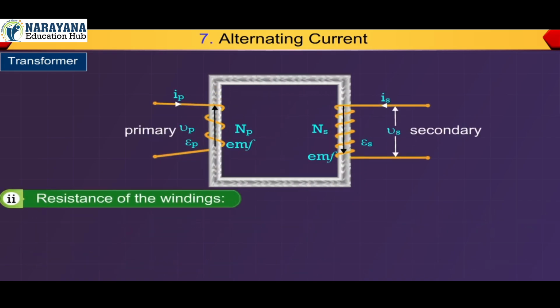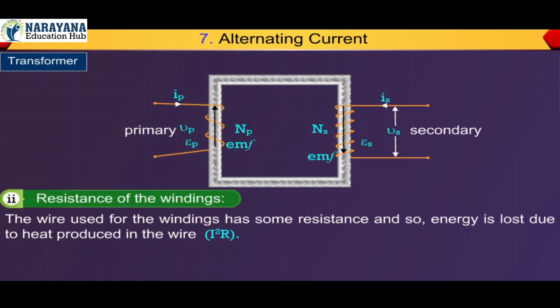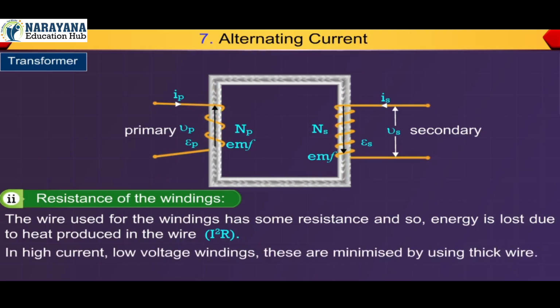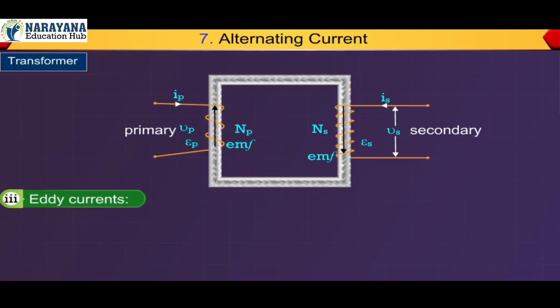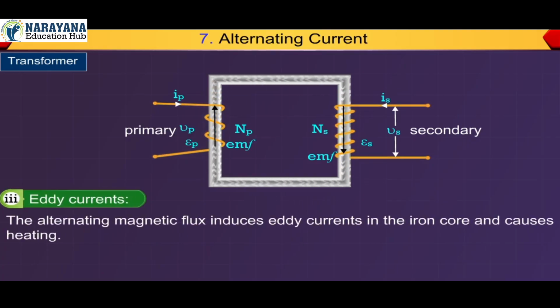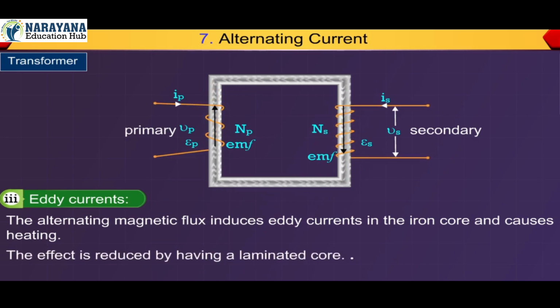Number 2. Resistance of the windings. The wire used for the windings has some resistance and so energy is lost due to heat produced in the wire, I²R. In high current, low voltage windings, these are minimized by using thick wire. Number 3. Eddy currents. The alternating magnetic flux induces eddy currents in the iron core and causes heating. The effect is reduced by having a laminated core.